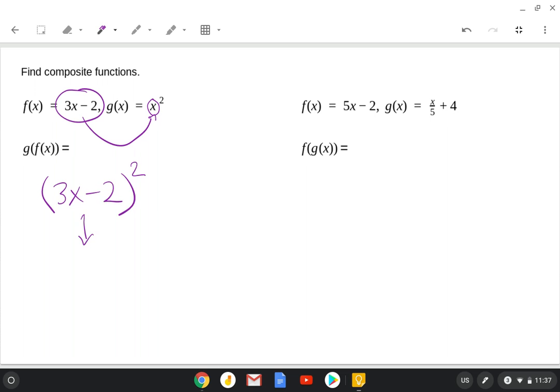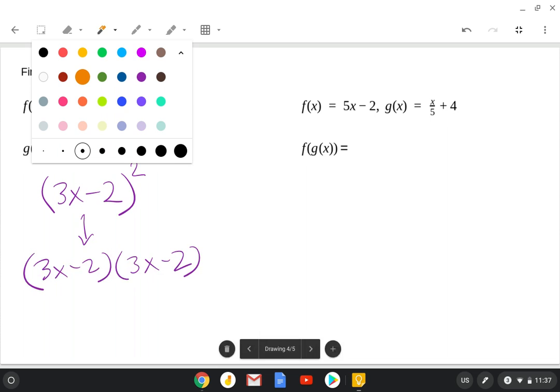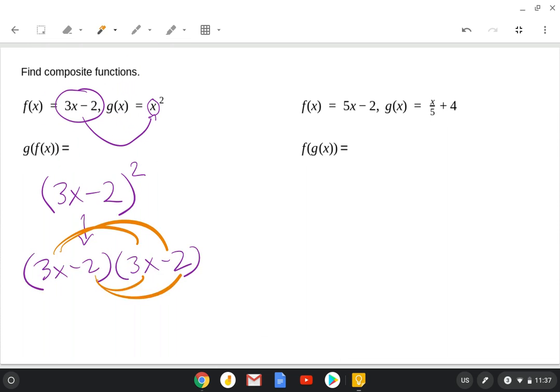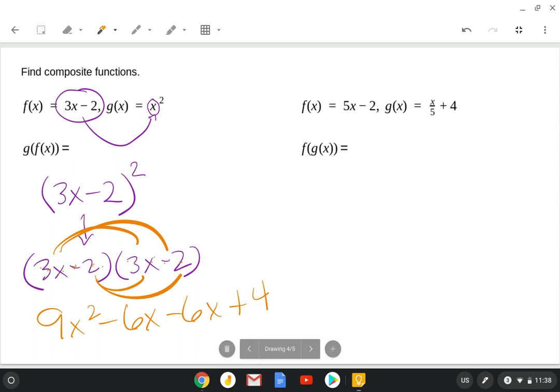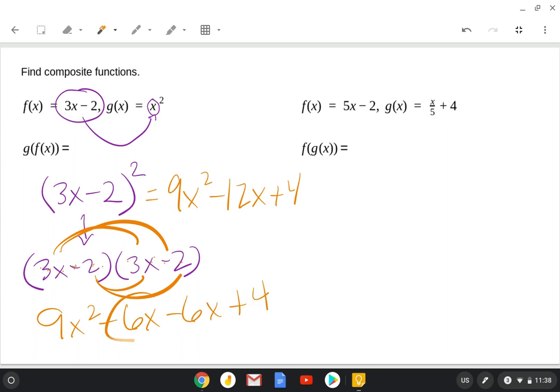So that means that I have to do 3x minus 2 times 3x minus 2. And this is going to be the FOIL method. So I do 3x times both of those and 2 times both of those. 3x times 3x is 9x squared. I'm going to get minus 6x, 3x times 2. I'm going to get minus 6x again because of -2 times 3x. And then -2 times -2 is plus 4, leaving me with 9x squared minus 12x plus 4 because I'm combining those two to make 12. And that's the answer.